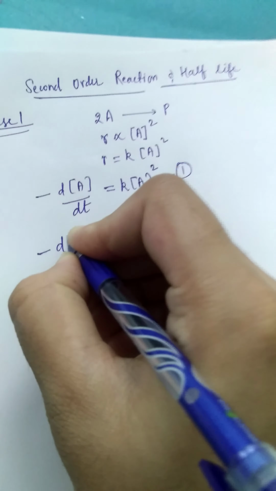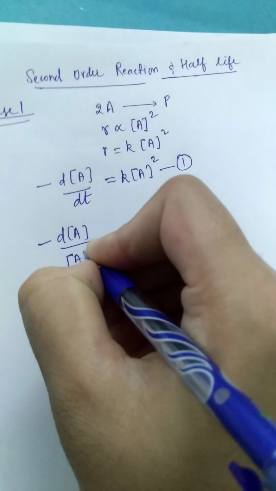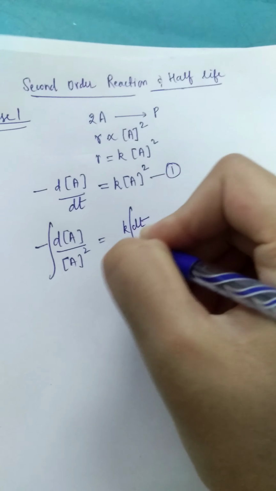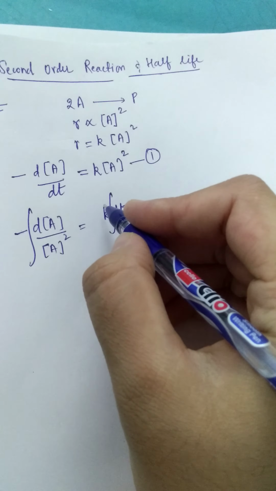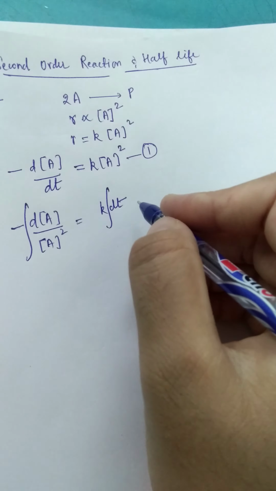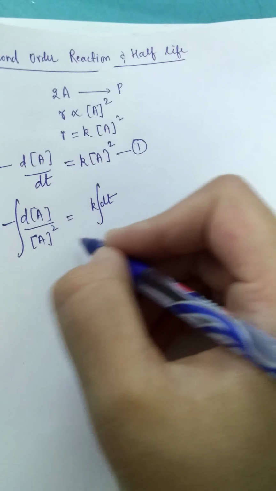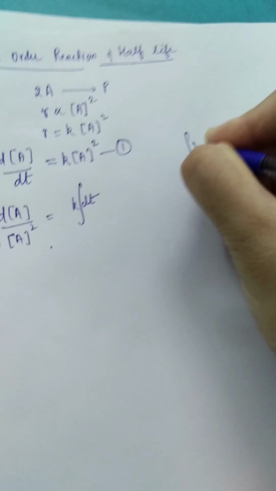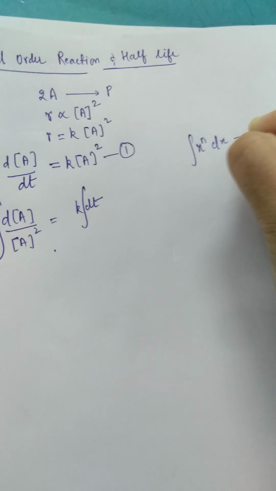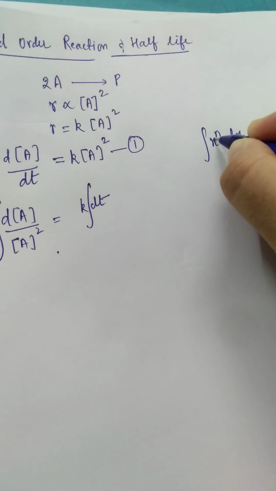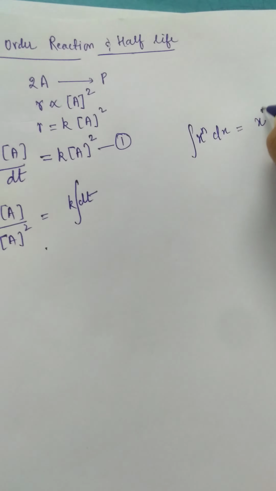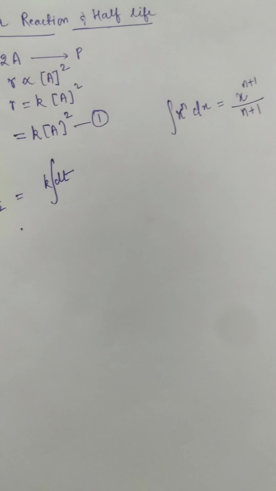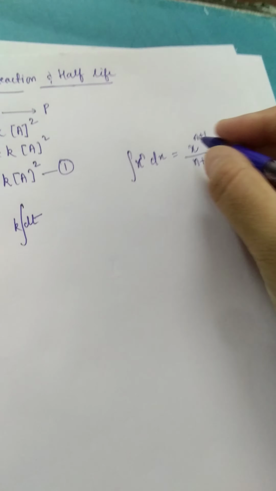Now by taking all the concentration terms to the same side and the remaining terms to the other side, we'll get it like this. On integrating it, K here is a constant, so we will keep it outside the integration sign. Now this is something new. For solving this we will be using this formula, which you must have studied: integration of x raised to power n dx is equal to x raised to power n plus 1 divided by n plus 1.